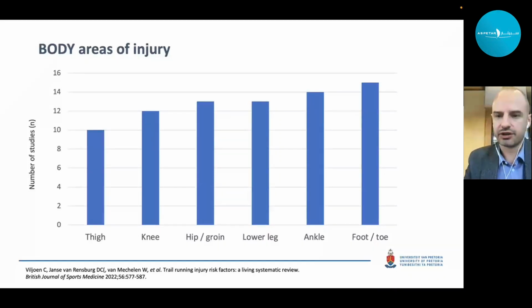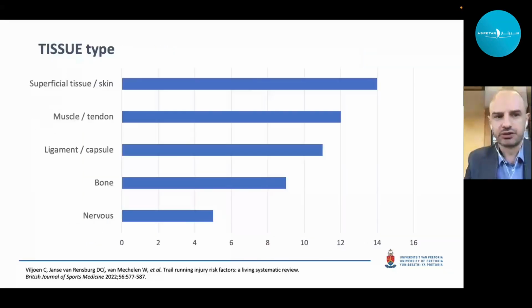The foot and toe, if I go to the next slide here, is maybe related to blisters. Most of our studies are ultramarathons, and a few studies only focused on blisters in ultramarathons. So this might explain why we're sitting with this superficial tissue or skin and the foot and toe being so commonly reported in studies at this stage.